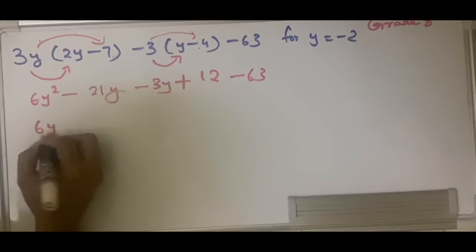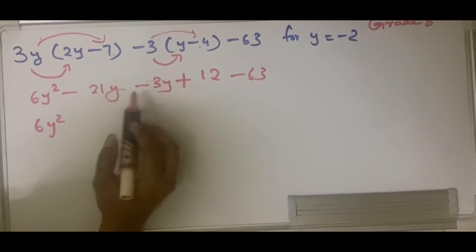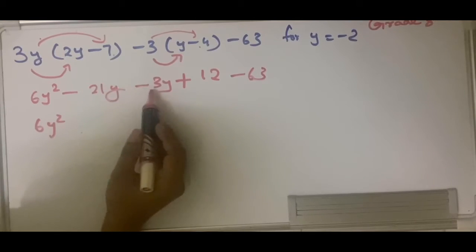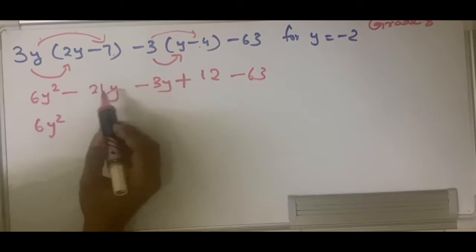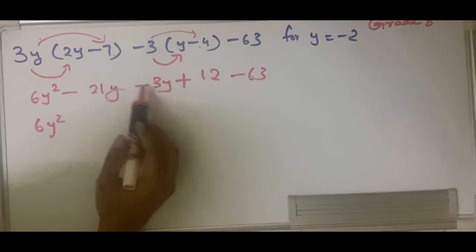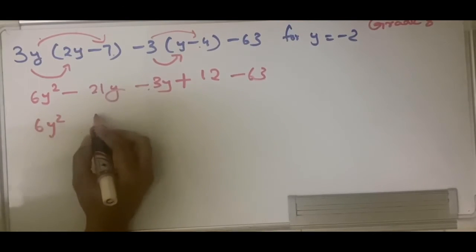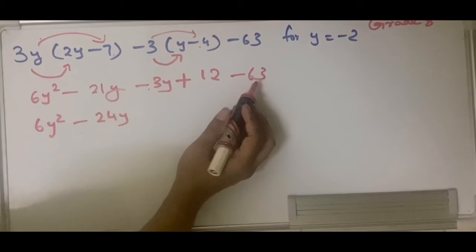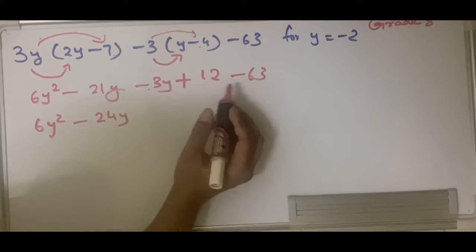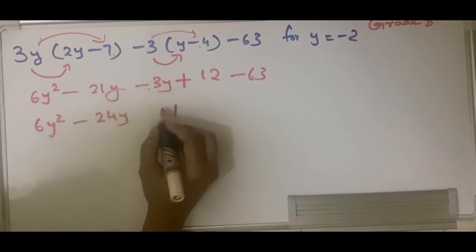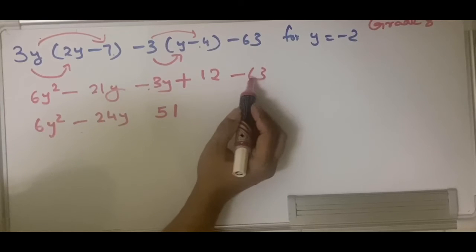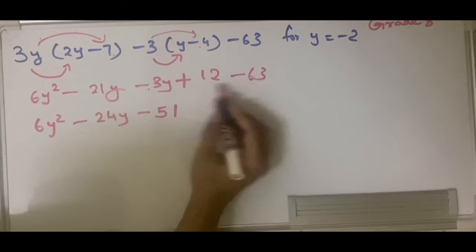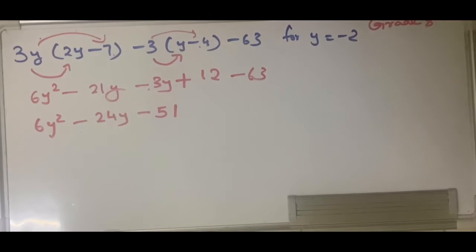So here I have 6y square. Again these two are like terms, right? Both of them have got y. These are like terms, which means I can simply combine them, and minus 21y minus 3y means same sign, so you add them, right? And 21 and 3 when you add you get 24y. And the biggest number's sign goes to the answer. Then you have plus 12 minus 63, different sign. So do the subtraction. 3 minus 2 would be 1, 6 minus 1 would be 5. And the biggest number is 63, the sign of 63 goes to the answer. Clear? So this is my simplified expression.